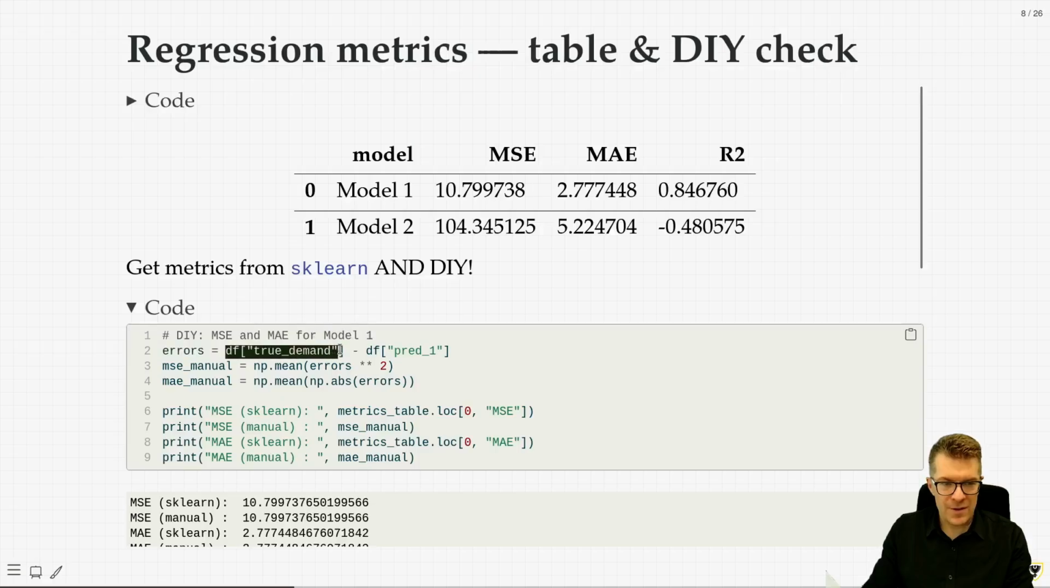So here we have the vector true demand, which is just a vector of all the true demands, like our true data y. We have all of our predictions made by one of our models, in this case, Model 1.